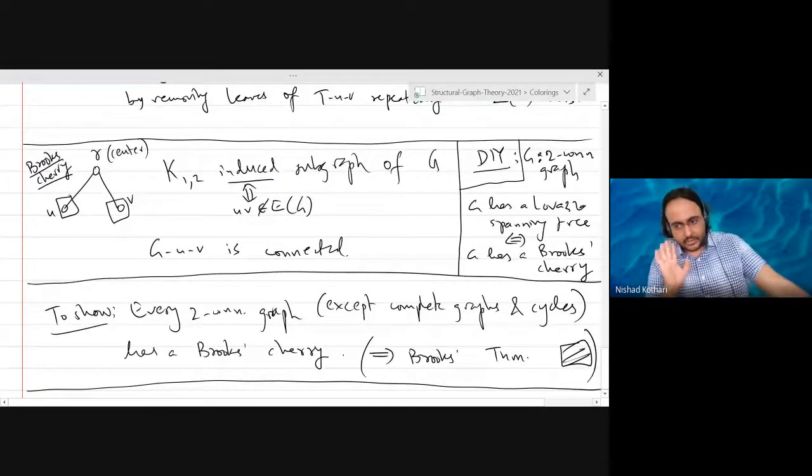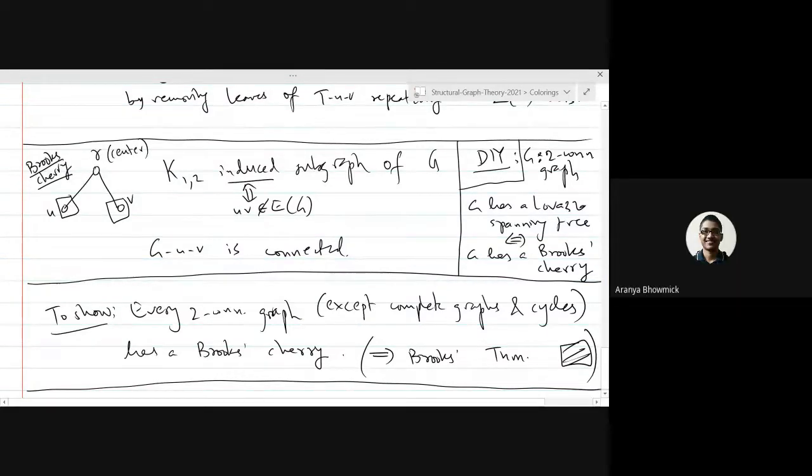Are there any questions or concerns regarding this implication? If there are, right now is a good time to ask. So the only thing we have to show is that every two connected graph other than complete graphs and cycles has a Brooks cherry. Yeah. Okay. So is it a theorem or simply a small result? You can call it a lemma.